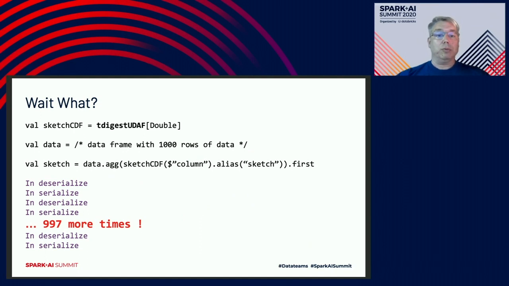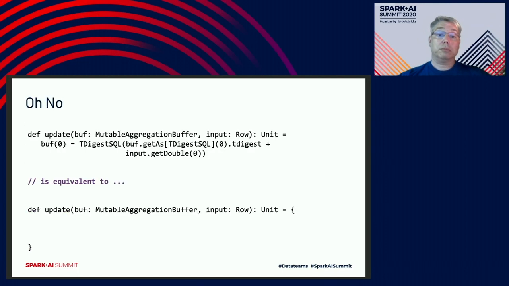Now, when I actually ran this in Spark on a test data frame with 1,000 rows of data, what actually happened was I saw that my print statements were executing 1,000 times. So they were executing once for every single row of my data, not just once per partition. And this was very puzzling to me, and so I started diving into the Spark code. And I found something peculiar about this update method in the user-defined aggregators.